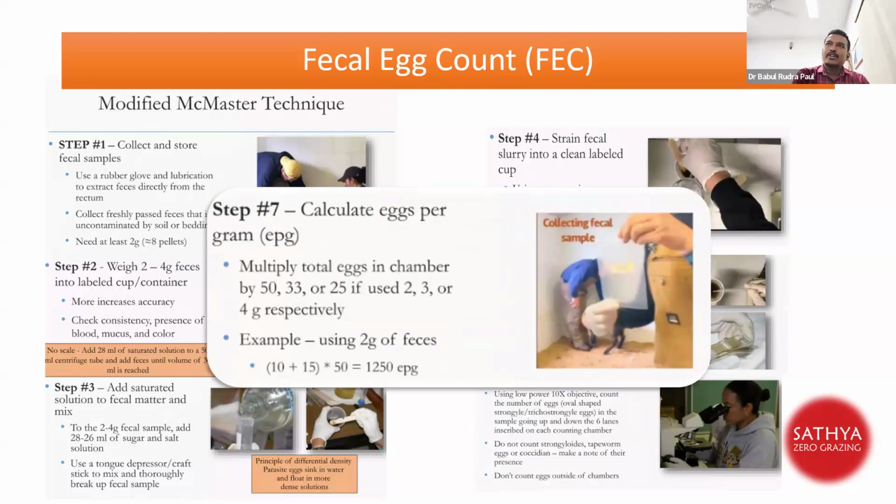If we collect the fecal sample, generally 2 gram, we have to multiply whatever we have counted in the chamber with 50. If we collected 2 gram of feces, we multiply with 50; if we collected 3 gram of feces, we multiply with 33; and if we collected 4 gram, we multiply with 25.